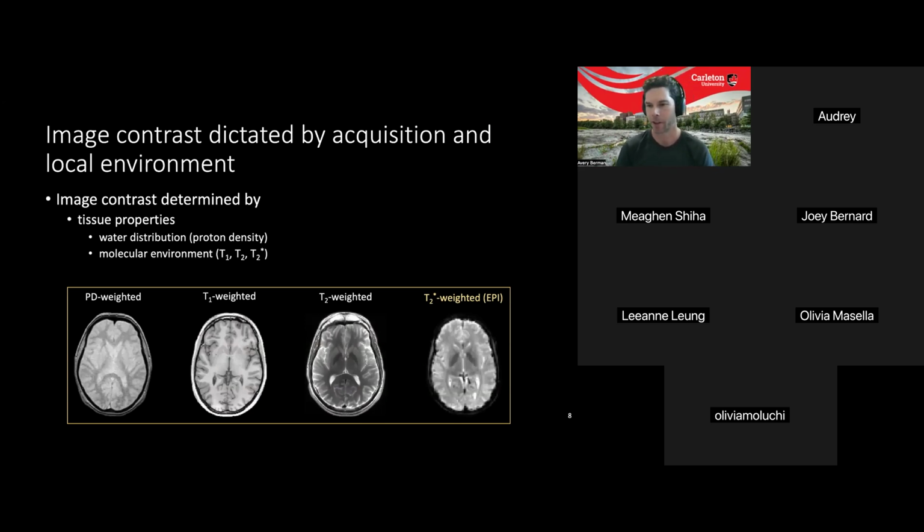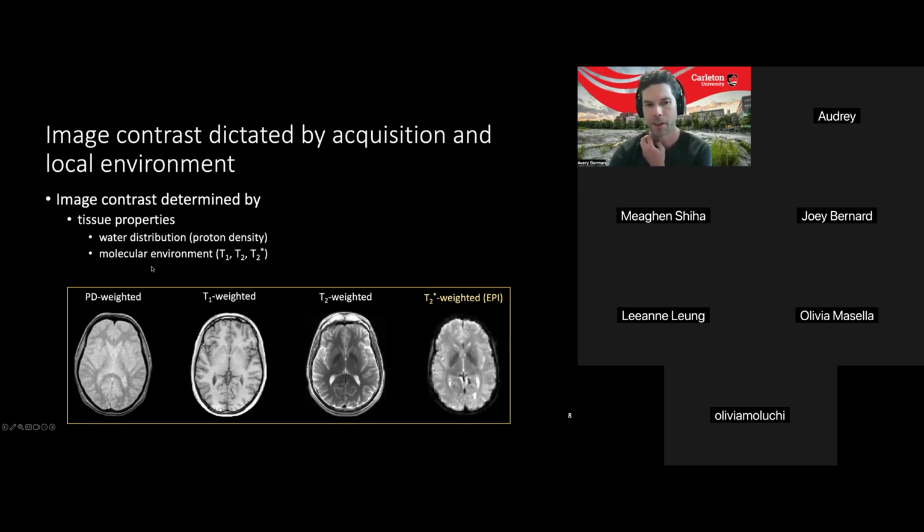So in terms of how we actually generate this range of contrasts, there's two factors really that determine it. The first one is the tissue properties themselves. So we're mostly sensitive to where the water is. So that's the first thing. We sometimes call that proton density. So here on the left is a proton density or water weighted image where there's more or less water.